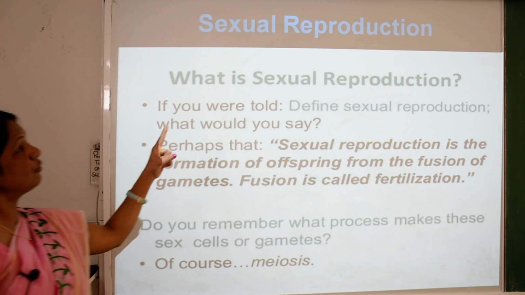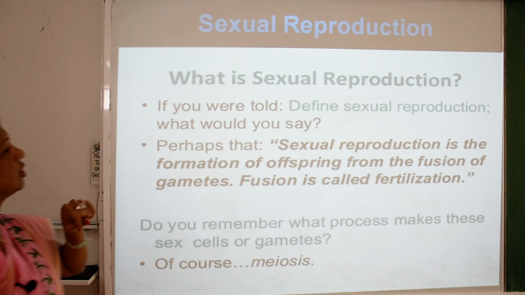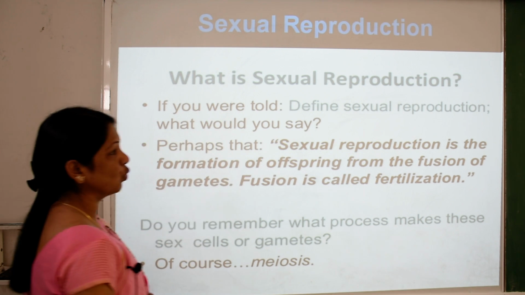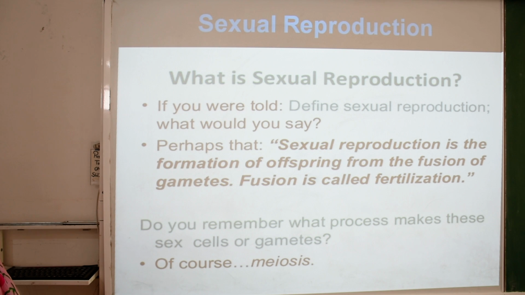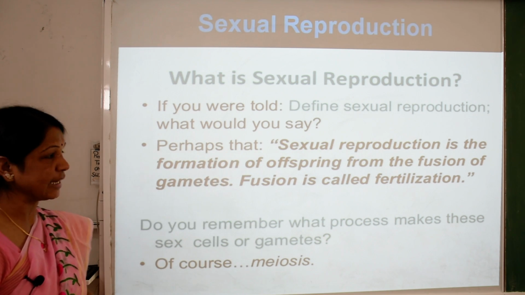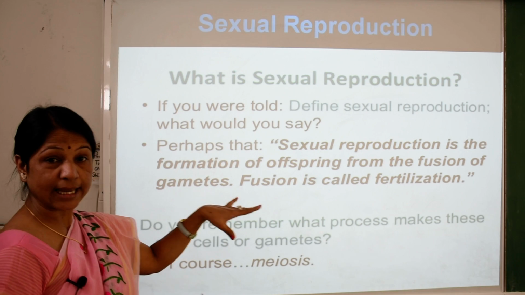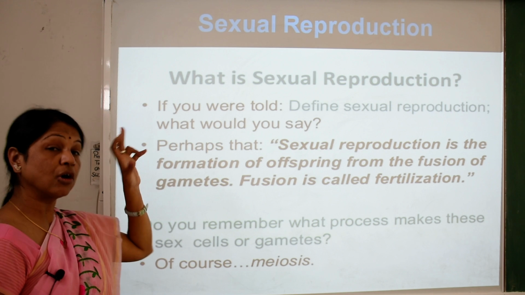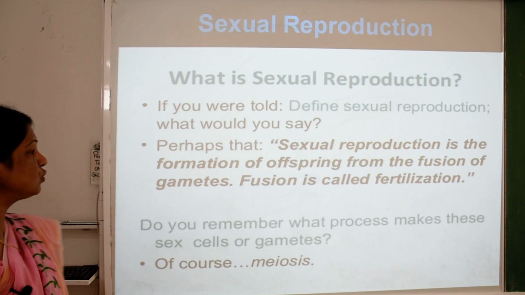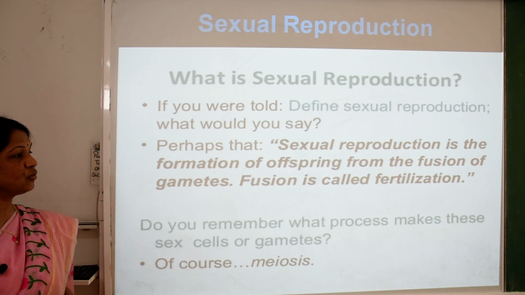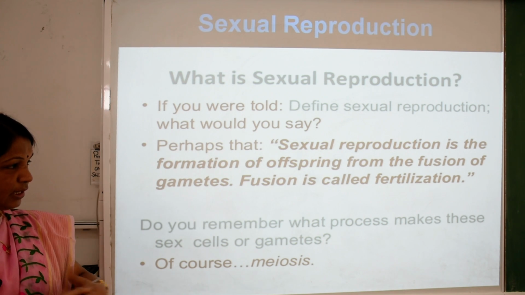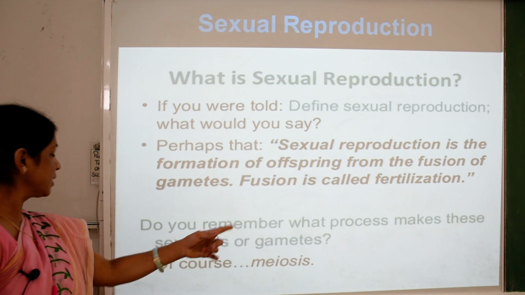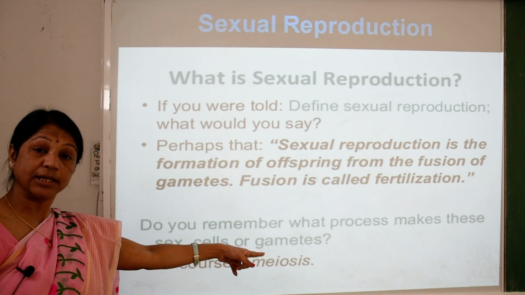Let us see the first, sexual reproduction. What is sexual reproduction? If you were told to define sexual reproduction, what would you say? Very simple, we say sexual reproduction is the formation of offspring from the fusion of the gametes. Fusion is called fertilization. Do you remember what process made these sex cells, the gametes?